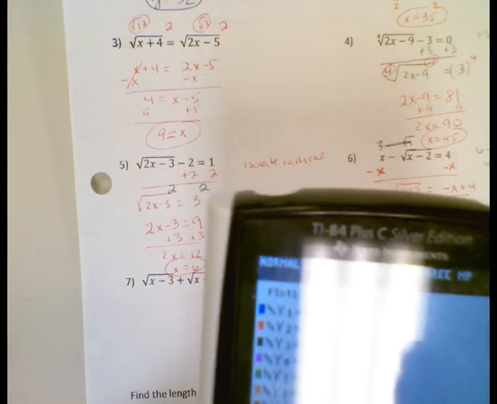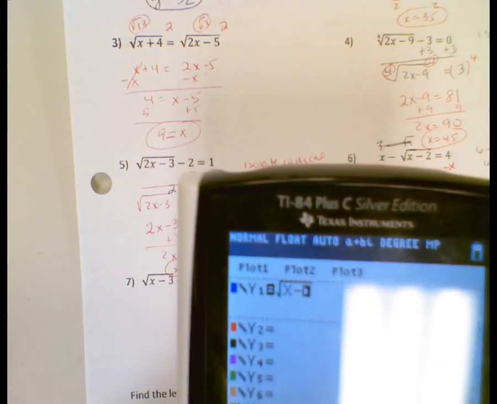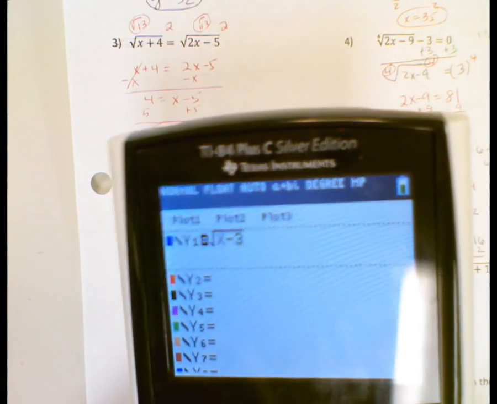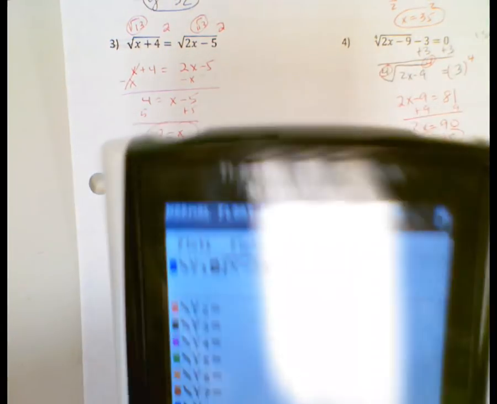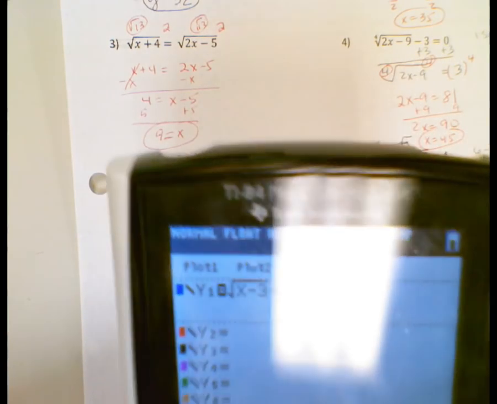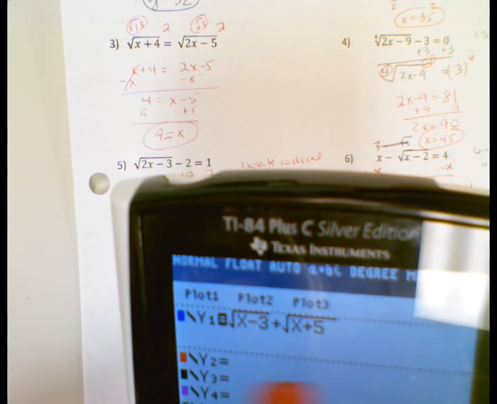So we're going to do square root of x minus 3. Press your right arrow to get it out of the radical. See how it's blinking outside the radical? And then I'm going to type plus square root of x plus 5. Make sure these are separate radicals like that. You see how they're separate?